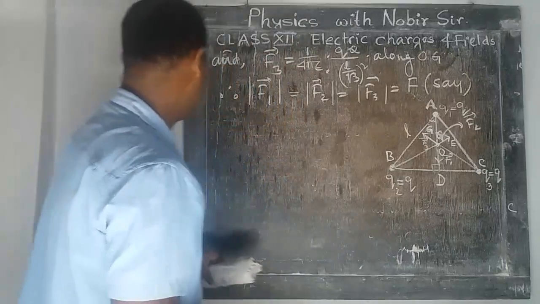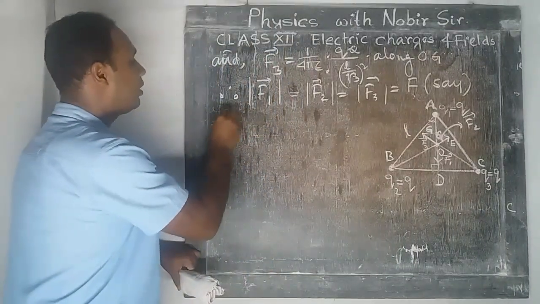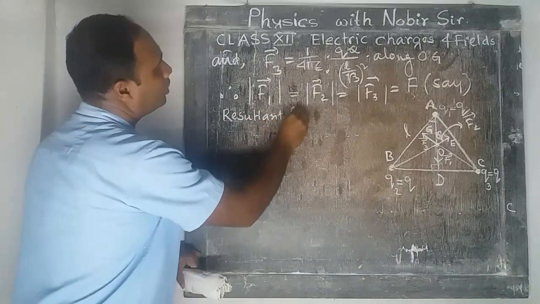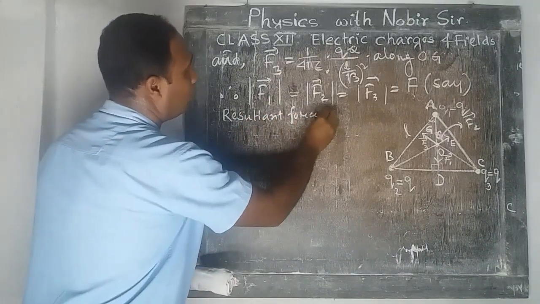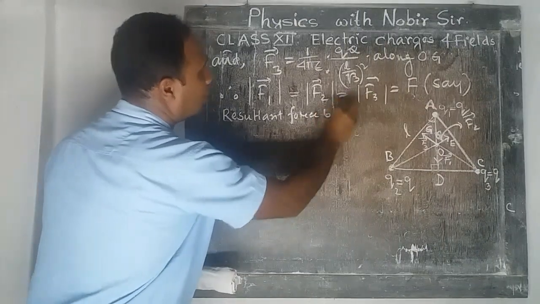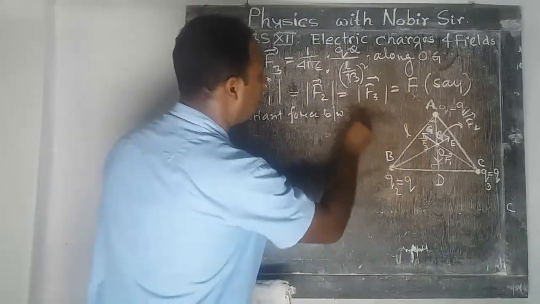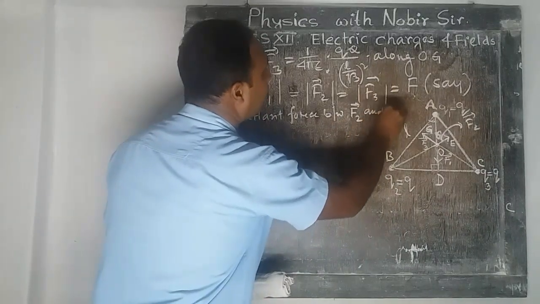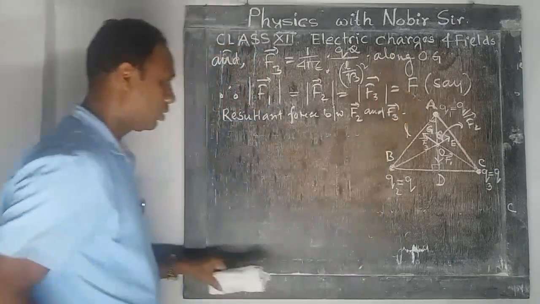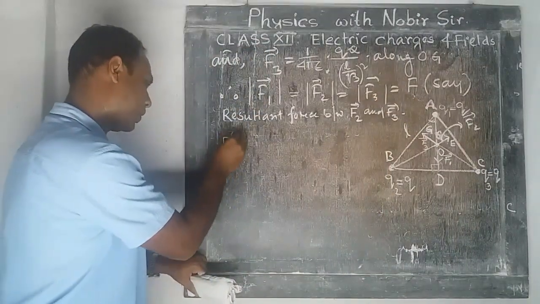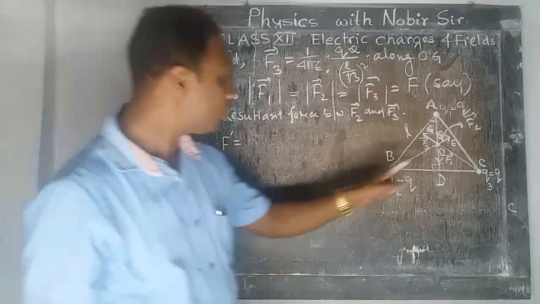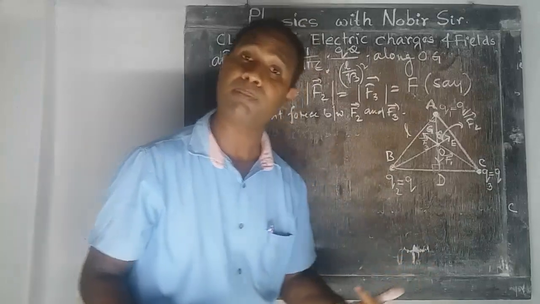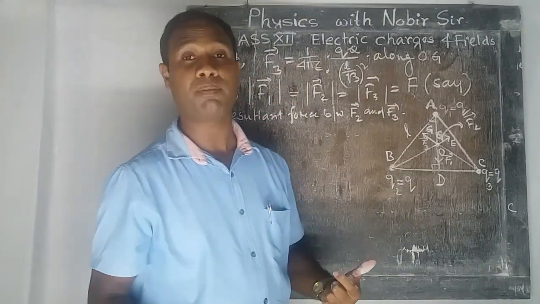So the resultant force between F2 vector and F3 vector is suppose F dash. For these two, F2 and F3, what will the resultant vector be? We will use the vector addition of parallelogram law. What is the vector addition of parallelogram law?